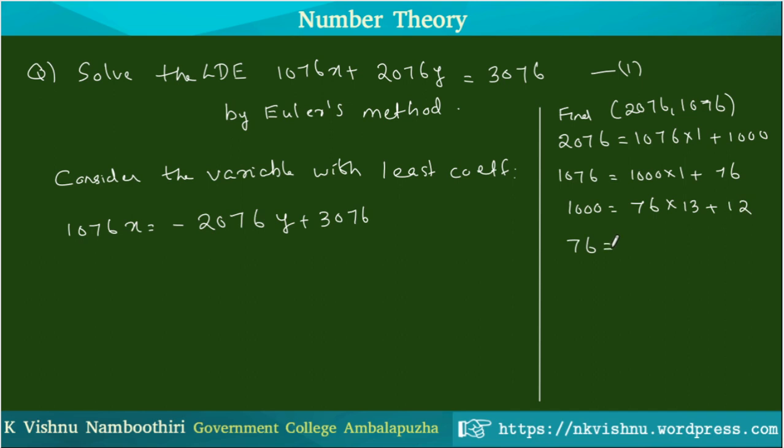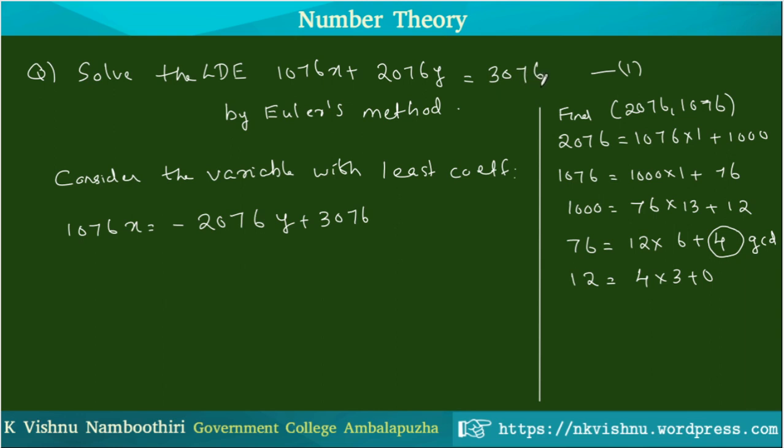Now 76 is equal to 12 into 6 plus 4. Now 12 is equal to 4 into 3 plus 0, and therefore this is the GCD. And now the GCD, will it divide 3076 is the initial check that we have to perform.